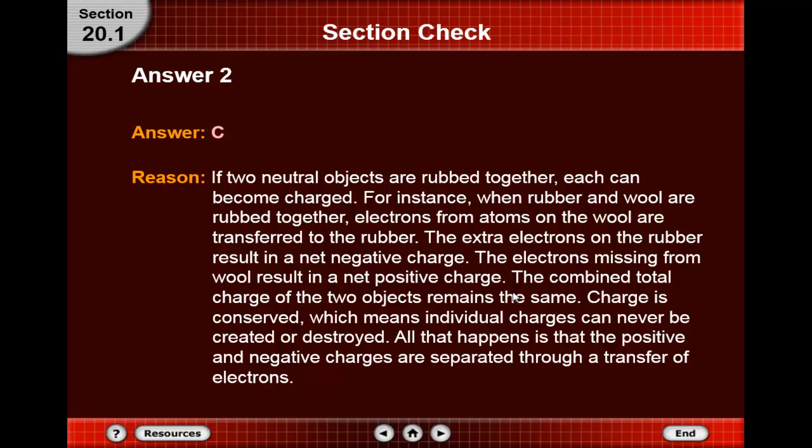For instance, when a rubber rod and wool are rubbed together, electrons from atoms on the wool are transferred to the rubber. The extra electrons on the rubber result in a net negative charge. The electrons missing from the wool result in a net positive charge. So all that happens is that the positive and negative charges are separated through a transfer of electrons, like the thundercloud.